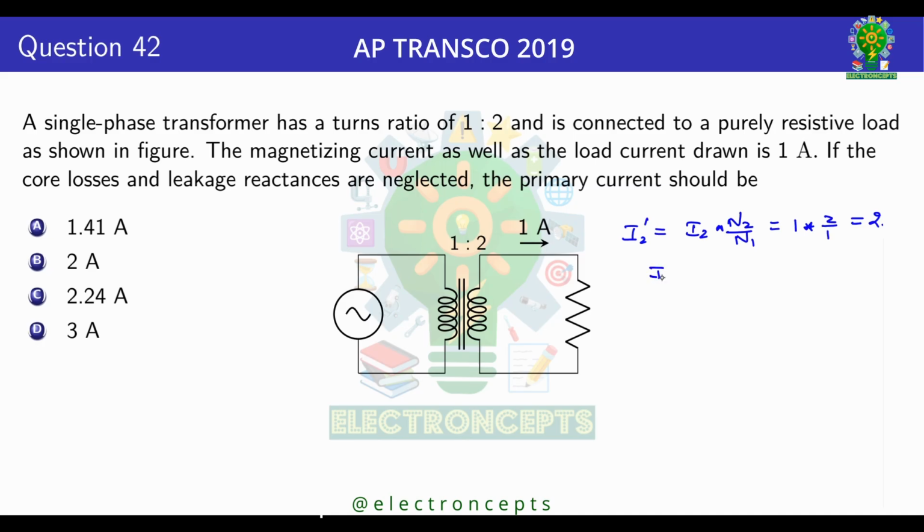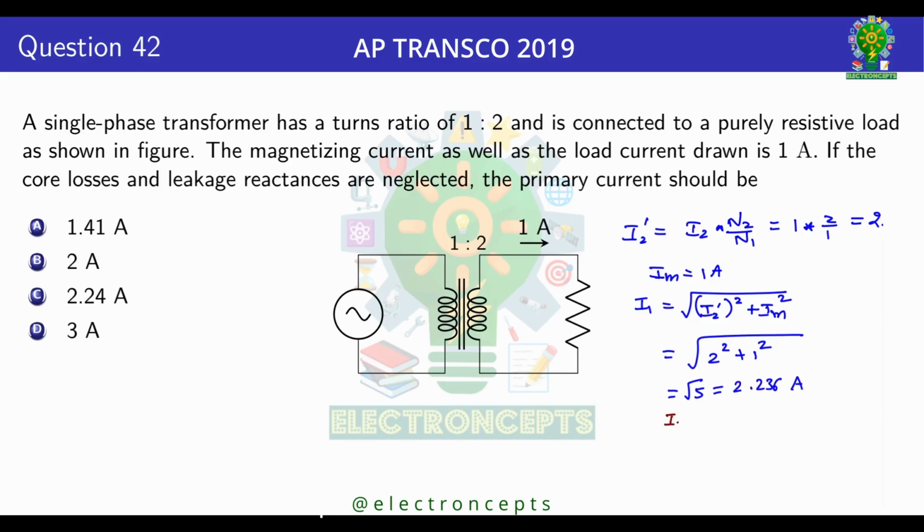Magnetizing current Im is equal to 1 amp from the given data, which lags the primary voltage by 90 degrees. Now, the total current flowing in the primary will be I1, which is equal to square root of I2 dash square plus Im square, which is equal to square root of 2 square plus 1 square, which is equal to root 5, that is 2.236 amps. So I1 is approximately equal to 2.24 amps. Therefore, option C is correct.